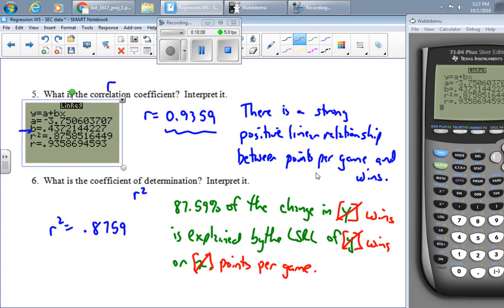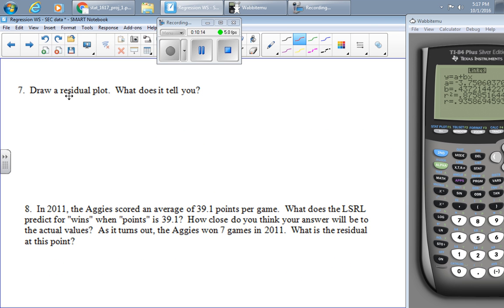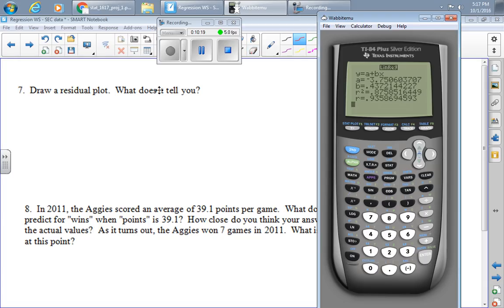Now we're impressed with the linear relationship here, but now I want to see if the relationship really is linear. So for number 7, it says draw a residual plot, and what does it tell you? Well, what I want to look for in my residual plot is a pattern. And so I'm going to make a stat plot, a scatter plot, just like before, but instead of L1 and L2, it's going to be L1 and resid. So to get to my residuals, I press second list, and I scroll down till I get to resid.